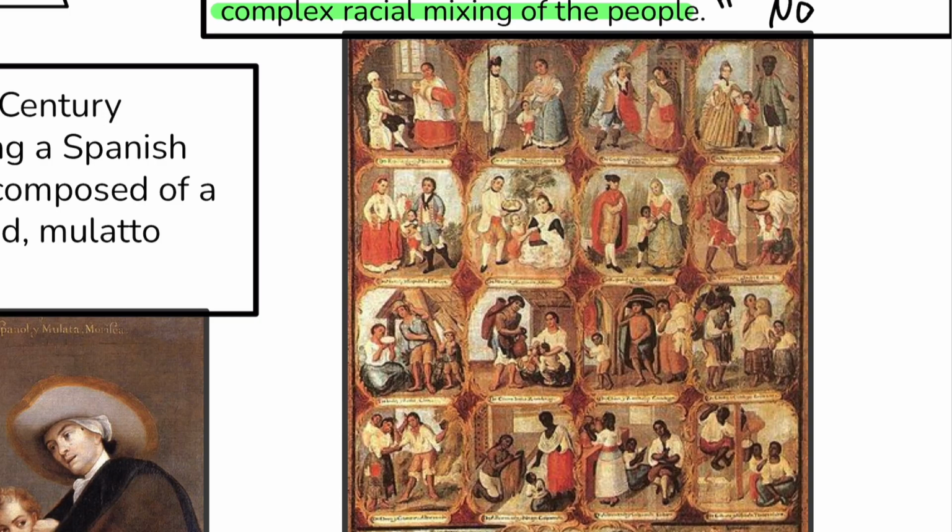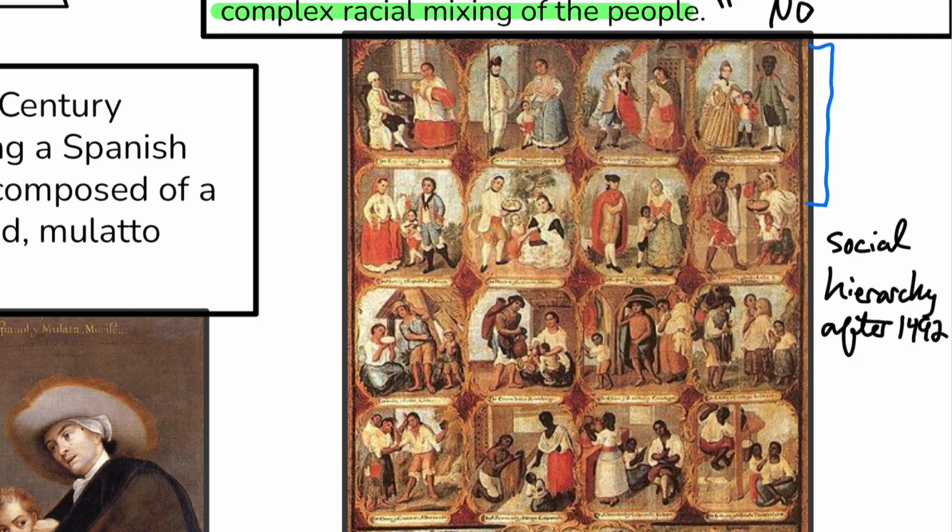Okay, the image depicts the social hierarchy of the New World after 1492. You see how he didn't copy the words various social classes or racial mixing. He put it in his own words. The image depicts the social hierarchy of the New World after 1492. That's implying the colonialization of the New World by the Spanish and the Portuguese. So that summary of the main idea would be acceptable.